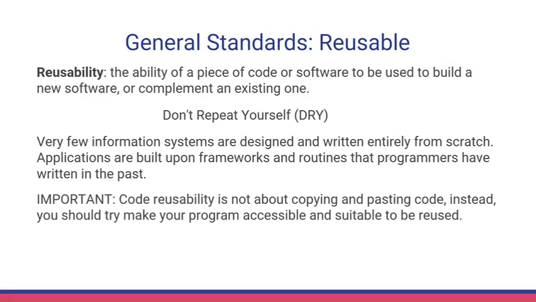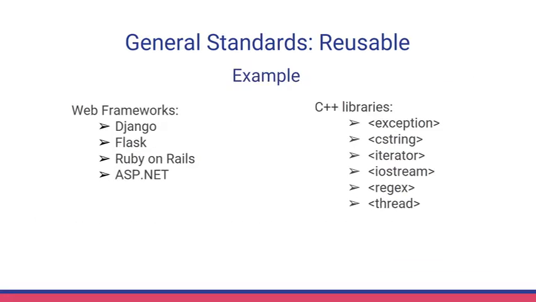Instead, you should try to make your program accessible and suitable for the future. Some examples of reusable programs or code can be seen in web frameworks like Django, Flask, Ruby on Rails, or the .NET framework. You can also see it in libraries, such as exceptions, string, iterators, regular expressions, and thread.